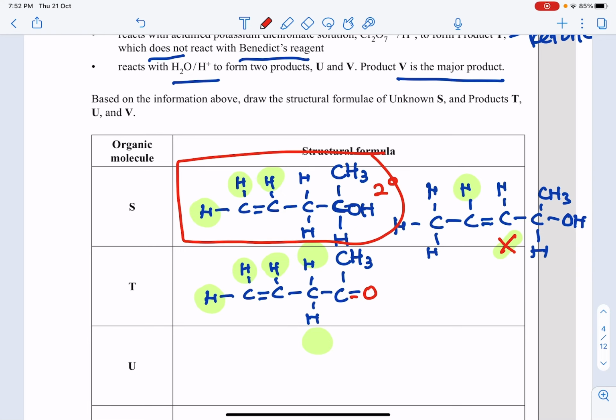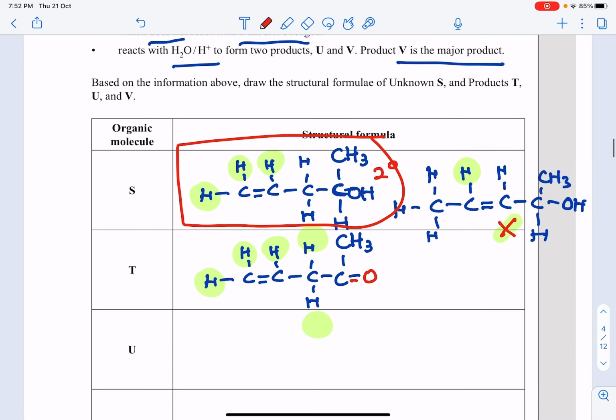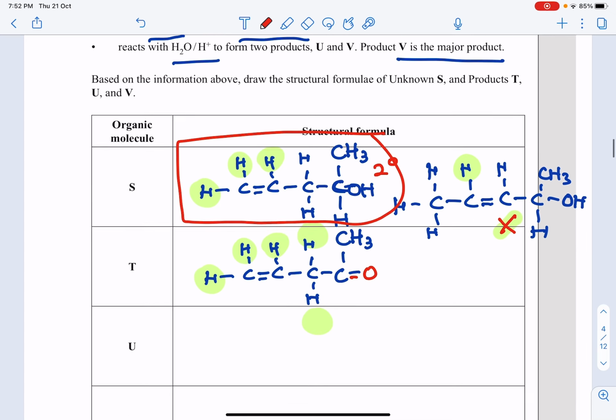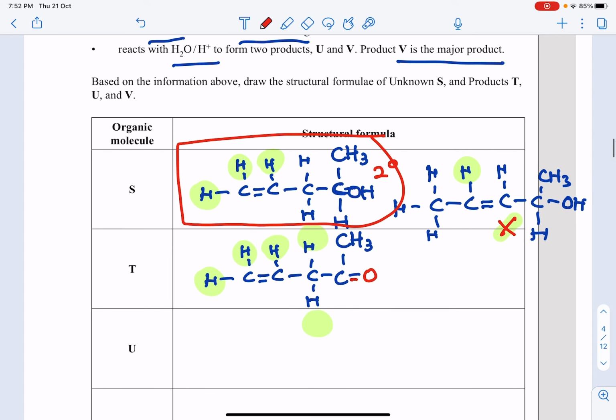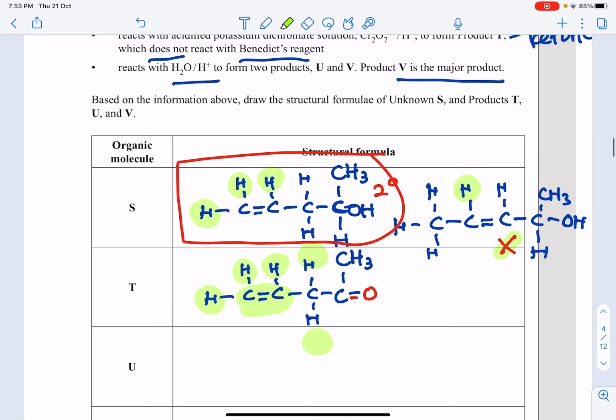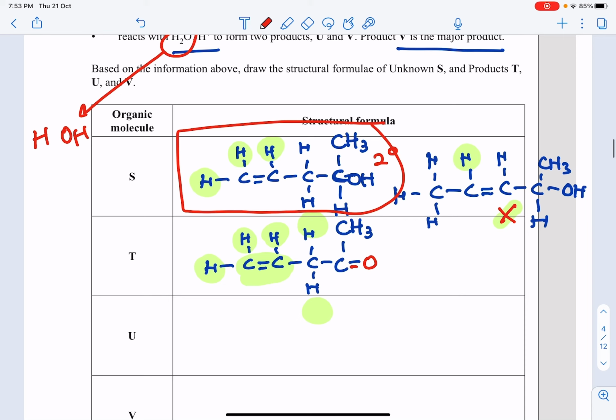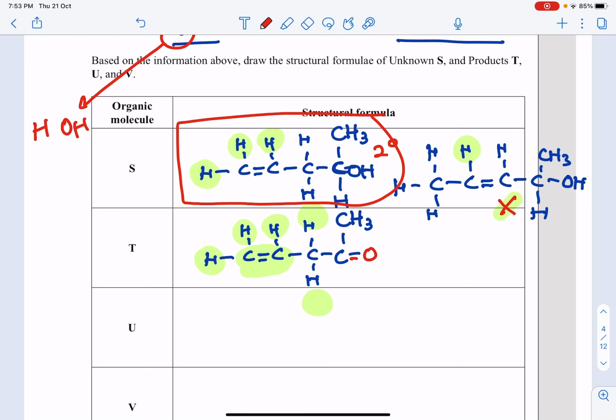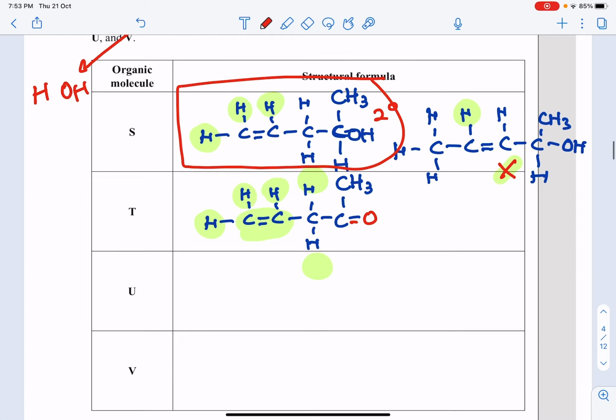And for U and V, now U and V are products of hydrolysis or addition reaction to the double bonded carbon. So that means our focal point now is right here, the C double bond O. For the hydrolysis, or the addition of water, we are adding H2O, just to make it clear. This H2O will be split into H and OH. So these will be the two groups that will be added to T. And V is the major product.